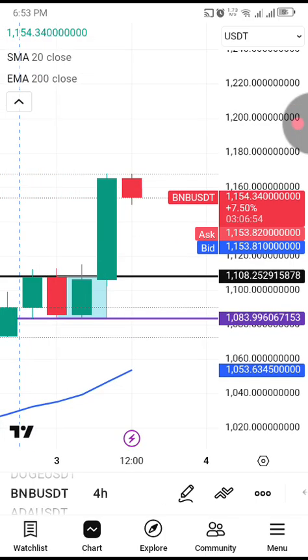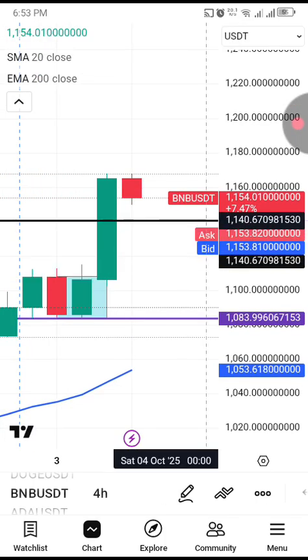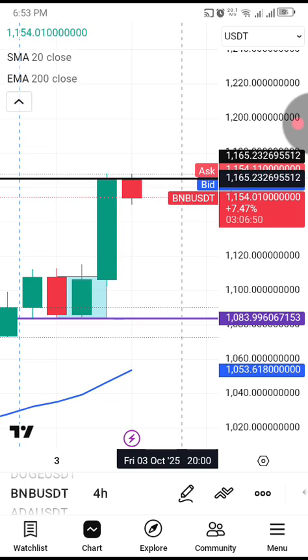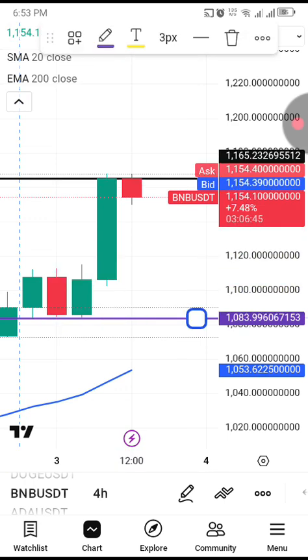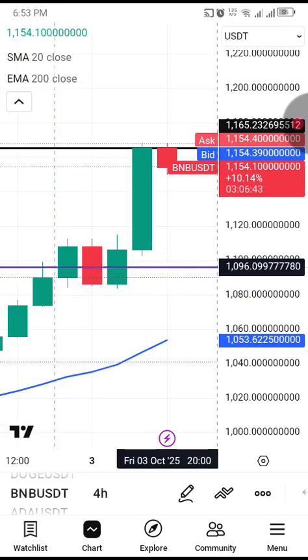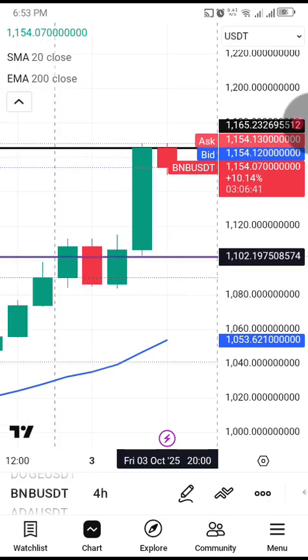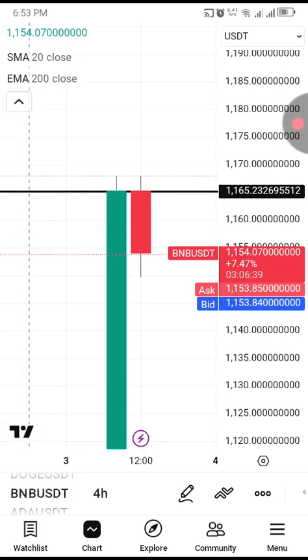So how do you mark now? Whenever you see that in the market, you mark from there. You don't put it to the wick. You see? Let's remove that. Then you also mark the wick below. Don't put the wick above.